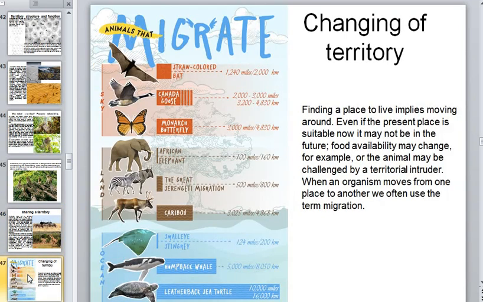And here we see the changing of territory. If we have a territory and don't have food on this territory, we just must change it. Finding a place to live implies moving around, even if the present place is suitable now, it may not be in the future. Food evidently may change, for example, or the animal may be challenged by a territorial intruder. When an organism moves from one place to another, we often use the term migration. And here we see how many species migrate and how long, thousands of kilometers and miles. And we will talk about it.